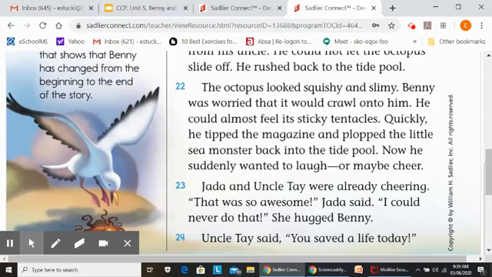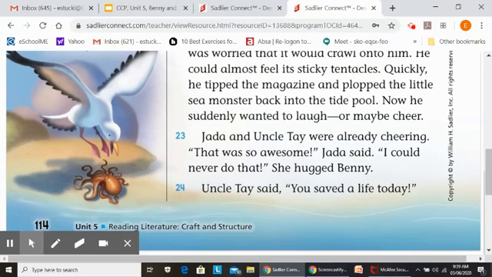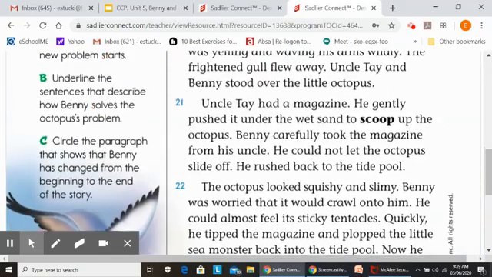Quickly, he tipped the magazine and plopped the little sea monster back into the tide pool. Now he suddenly wanted to laugh or maybe cheer. Sure, he's very relieved now. Jada and Uncle Tay were already cheering. "That was awesome," Jada said. "I could never do that." She hugged Benny. Uncle Tay said, "You saved a life today." Right. What a cute story. Okay.